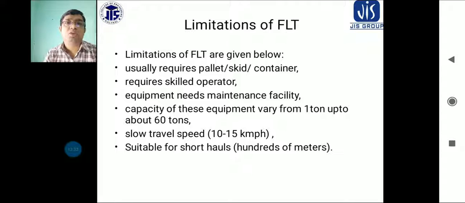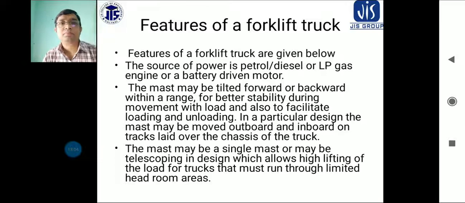But because of the slow travel speed, heavily loaded materials will be transferred by the forklift trucks, and they will move slowly, that means 10 to 15 kilometers per hour. And another thing is that forklift trucks are suitable for short haul, hundreds of meters, and are not used for very long hauls during the movement of forklift trucks. This is another limitation.